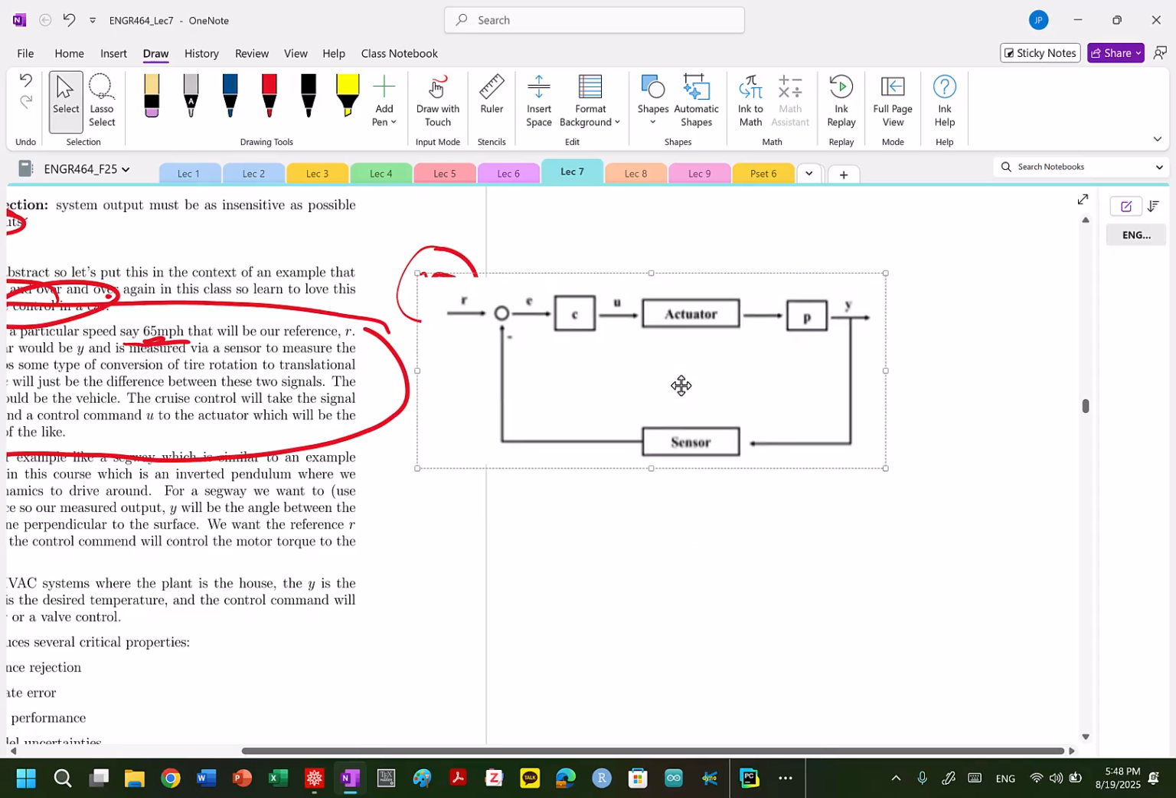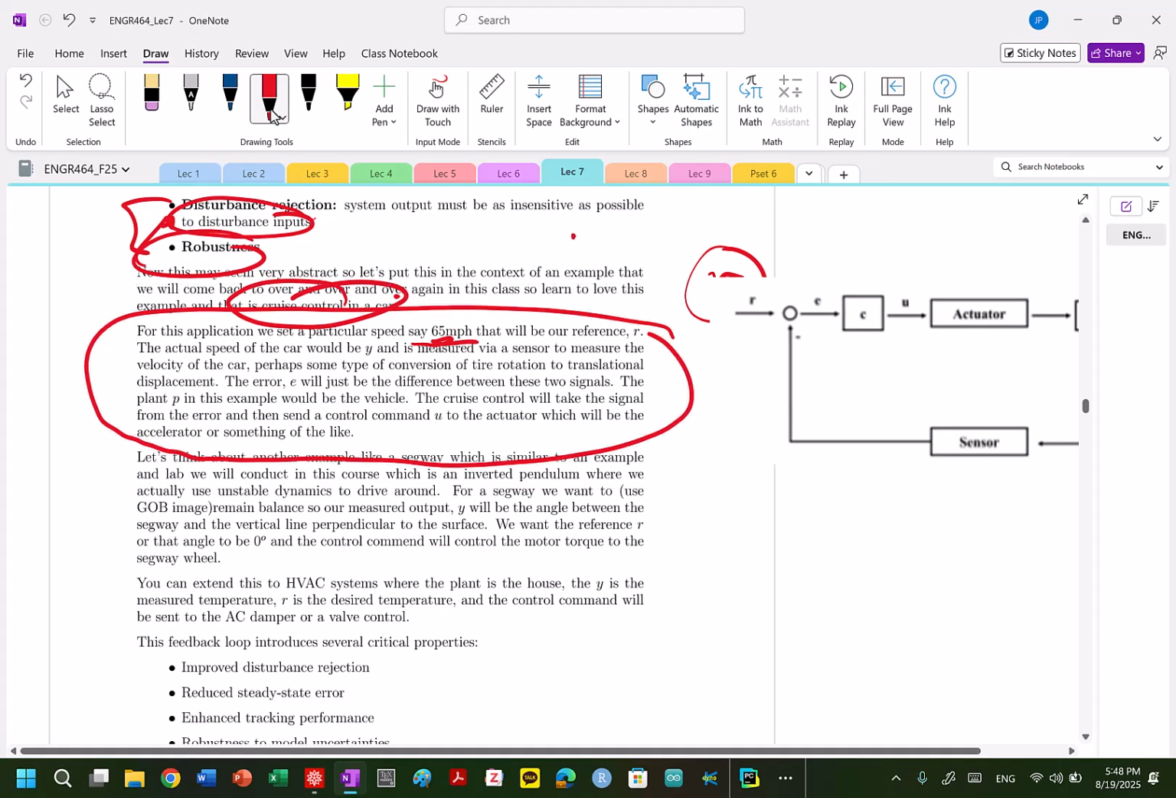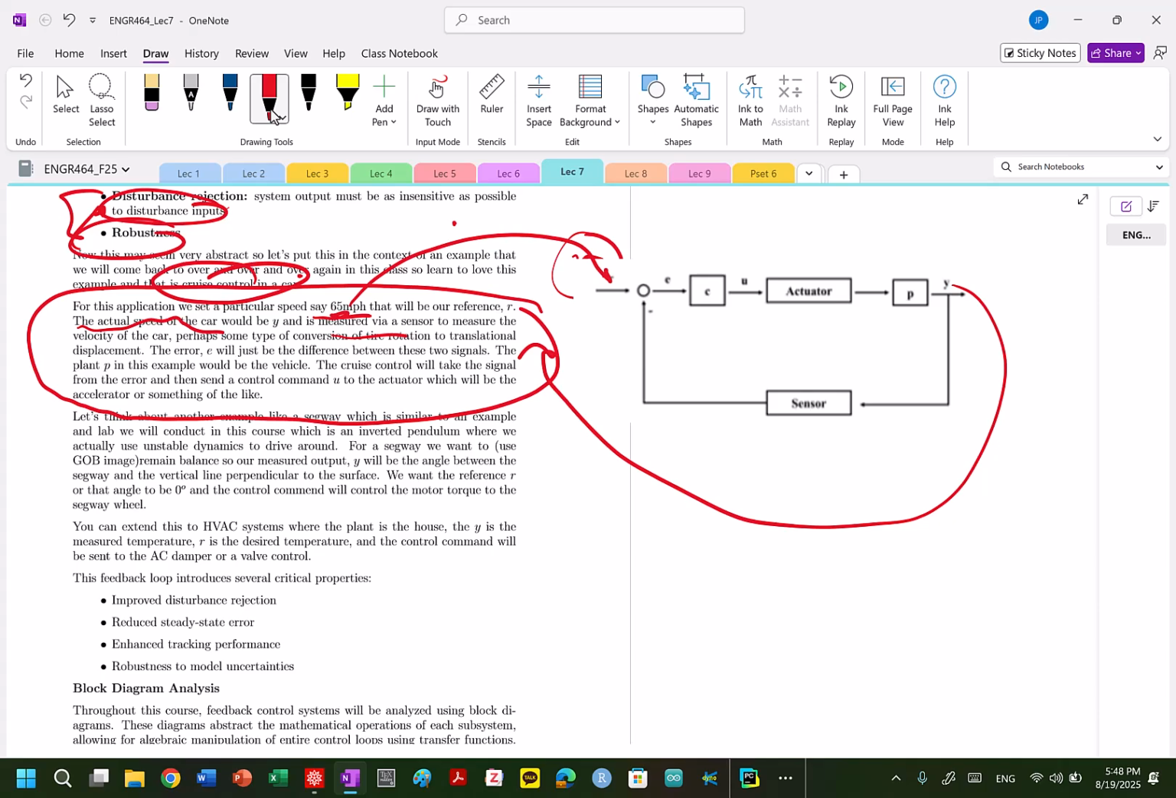So our reference would be that 65 miles an hour. So that's my reference signal. That's the desired output. E, the error, is just the difference. Y would be essentially the actual speed of the car, measured from some type of sensor, right? So Y would be the actual speed of your car.